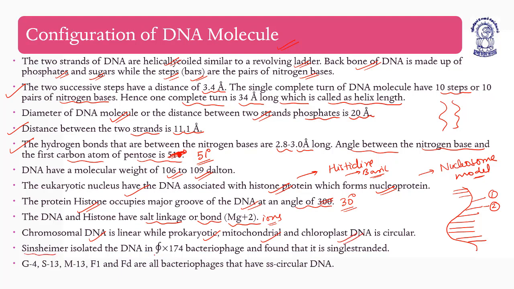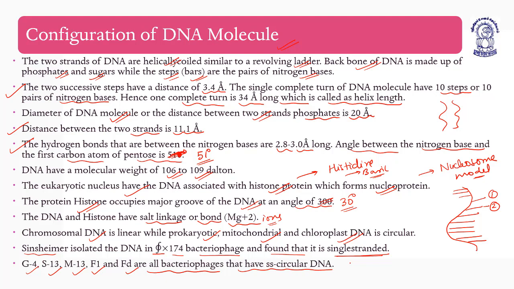Sinsheimer isolated the DNA of phi X 174 bacteriophage and found that it is single stranded. Almost all DNAs are double stranded, but there are a few exceptions where single-stranded DNA is present. G4, S13, M13, F1, and FD are all bacteriophages and have single-stranded circular DNA.